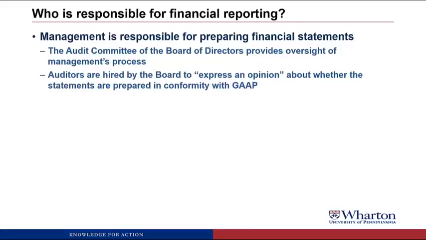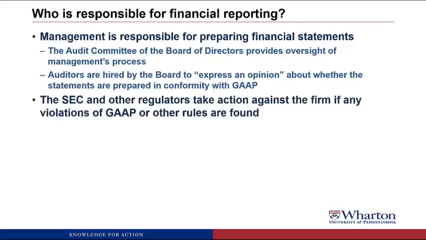Exactly, who knows what the second biggest company in Houston is, and that's why they wanted to keep Enron. The next line of defense is that the SEC and other regulators will take action against the firm if any violations of GAAP or other rules are found. Now, these bodies tend to be very reactive instead of proactive, and it's really after someone else has brought the fraud to their attention that they most often then launch an investigation.